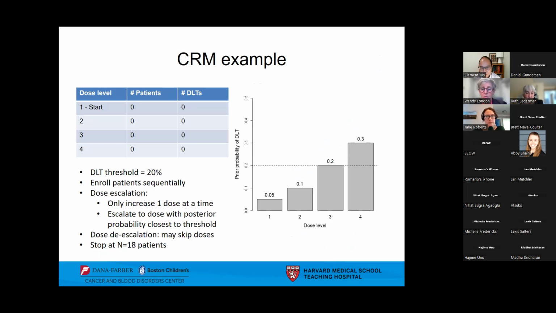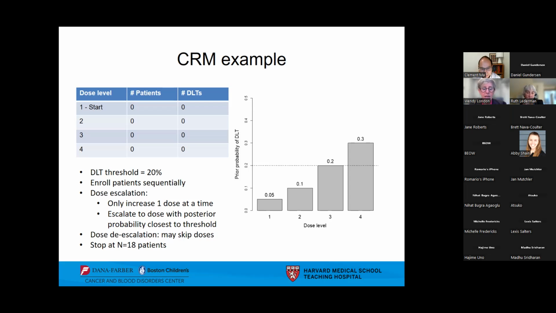Let's do an example. So in the figure on the right, you can see the prior, and this is the investigator's educated guess as to what the chance is a DLT will occur at each of the dose levels. So it ranges from a 5% chance at dose level 1 up to a 30% chance at dose level 4. And so in this particular trial, the investigators chose 20% as their targeted toxicity threshold, above which a drug would be considered unsafe. In this trial, we're going to enroll patients sequentially. We've set up a rule that we can only increase one dose level at a time. And the dose level will escalate to a dose that has an estimated posterior probability that's closest to this 20% threshold.